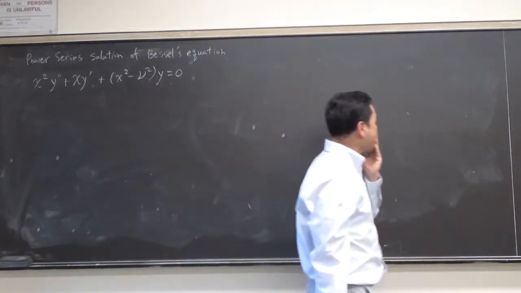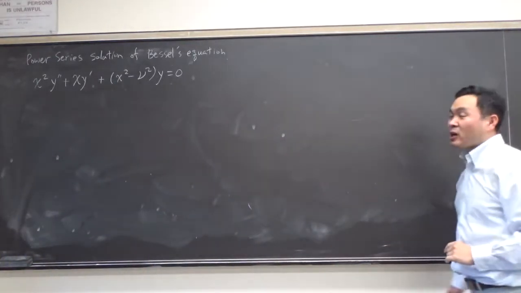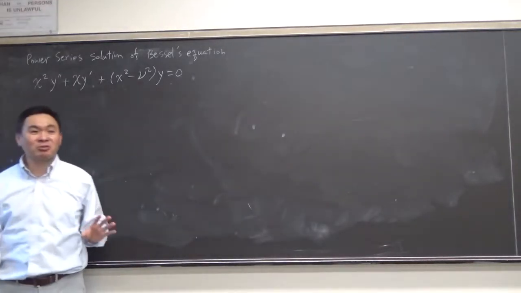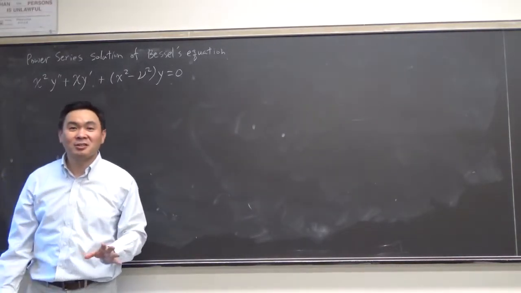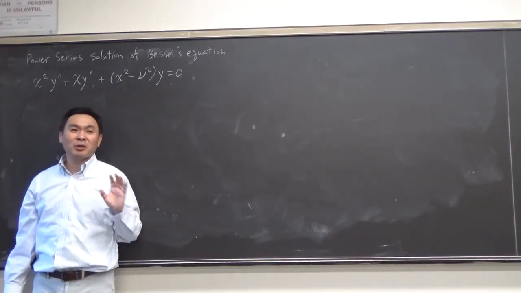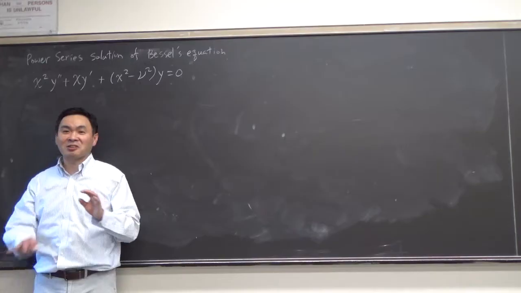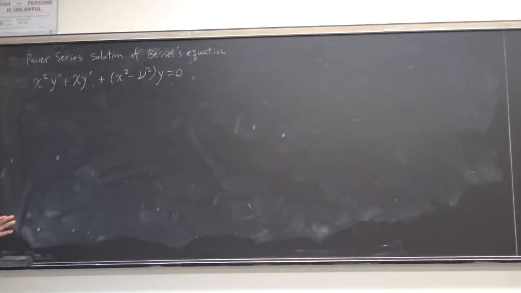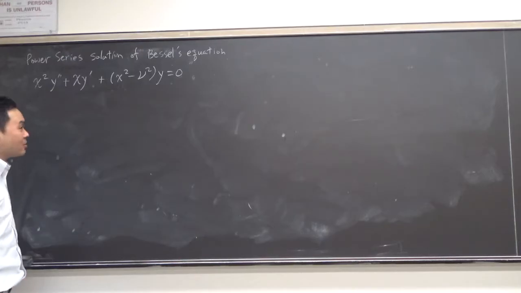And this solution requires something more complicated than a power series solution. Okay? It requires something called Frobenius method. Now, we don't have time to cover Frobenius method. That's like another week of lecture. So let me try to make it brief here.